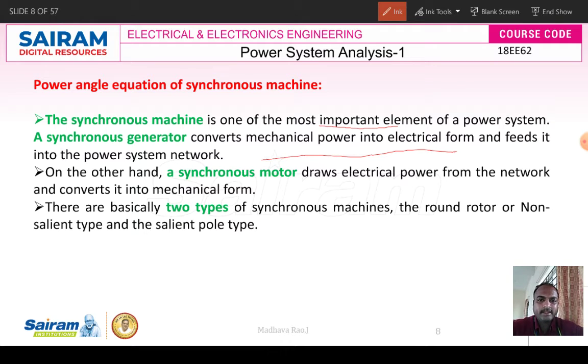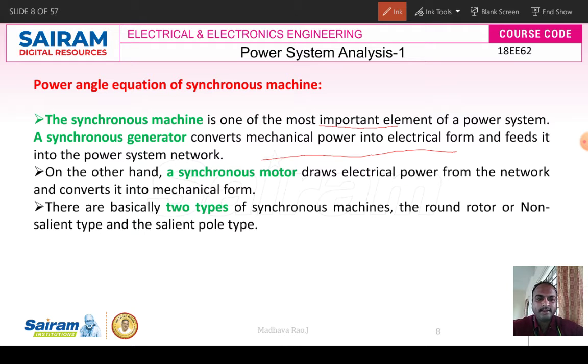There are basically two types of synchronous machines. One is the round rotor or non-salient pole type rotor. The non-salient pole type rotor we can also call a round rotor or cylindrical type rotor, and the other one is the salient pole type rotor. According to that, these synchronous machines are classified into non-salient pole type synchronous machines and salient pole type synchronous machines.